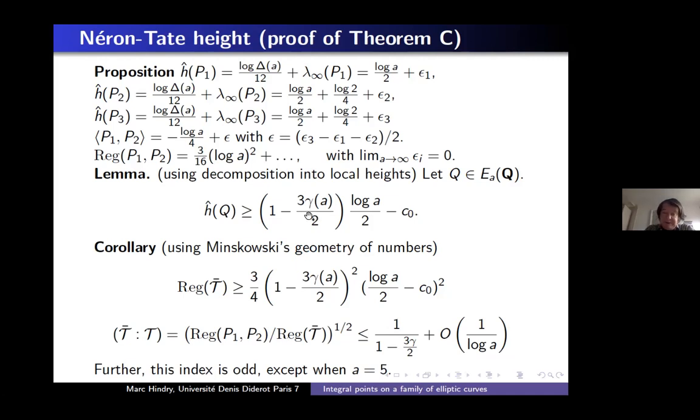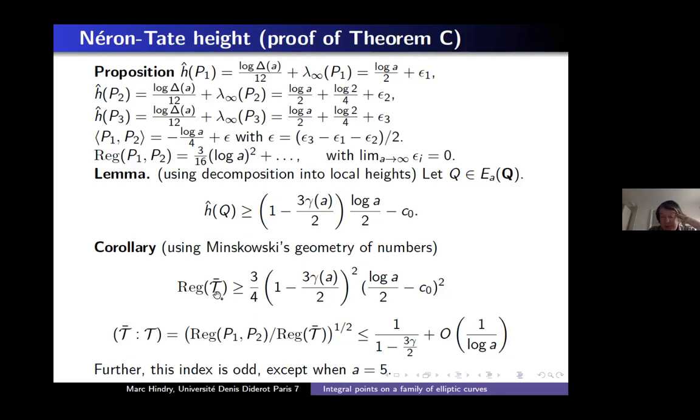Now that's where the little gamma comes in. Using the decomposition into local heights, I have to use the formula that is still true for points that are singular modulo p. We found that the height of a point has to be at least this quantity. C naught is an explicit constant that I have not written on the slide. Now, with those two estimates, we can actually prove theorem C.